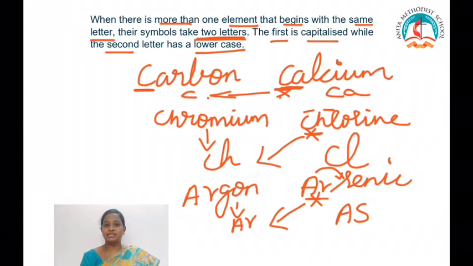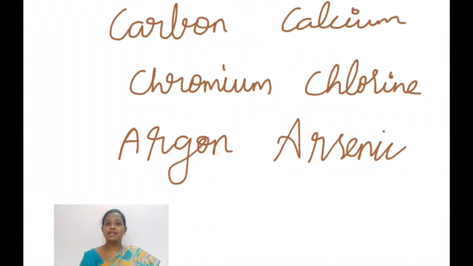Let's do a small activity. Few elements are there. Underline their symbols. For carbon, the symbol is C. For calcium, the symbol is Ca. For chromium, the symbol is Cr. For chlorine, the symbol is Cl. For argon, the symbol is Ar. For arsenic, the symbol is As.